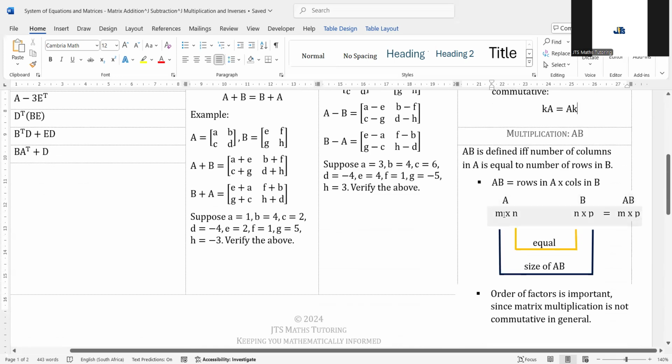Right? A is an M by N matrix. That means A has got M rows and N columns. B is an N by P, that is N rows and P columns. So you can see the number of columns in A, the first factor, is equal to the number of rows in B, which is the second factor. That means AB is defined and the resulting matrix is going to be an M by P matrix.